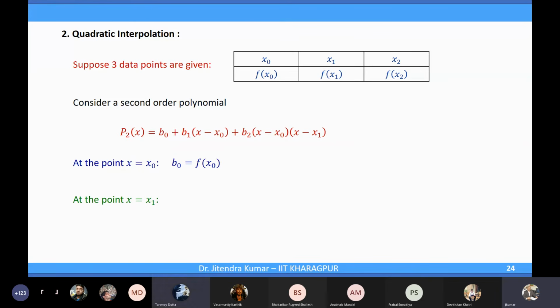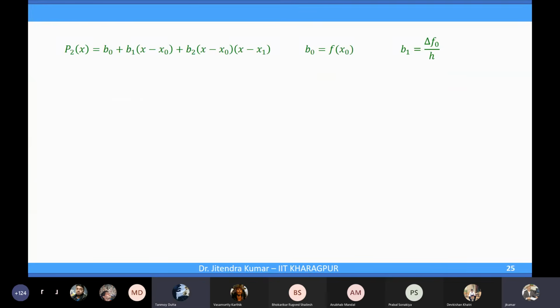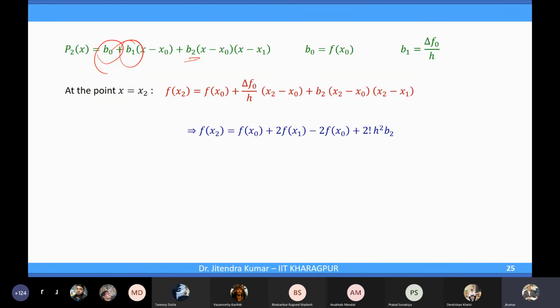Now at x is equal to x1, this will be 0, and you can get b1 because b0 is known now. So you will get b1, and b1 also we will write in that form, that is special for equidistant points: b1 is nothing but delta f0 over h. Okay, and then x is equal to x2, then b0 is known, b1 is known, so naturally you can get b2 easily. So our b2 will be, I'm just skipping those steps. So this is b2, right?